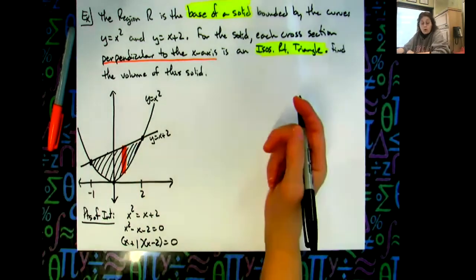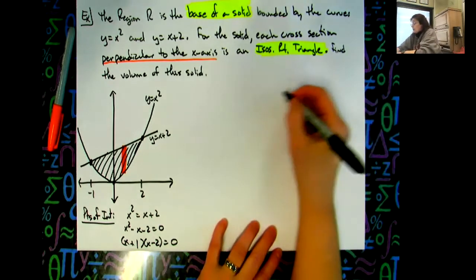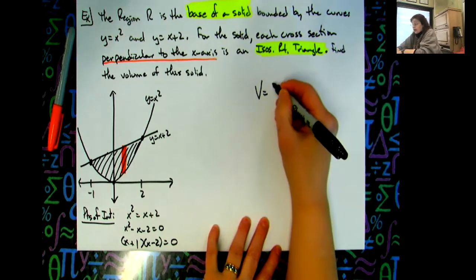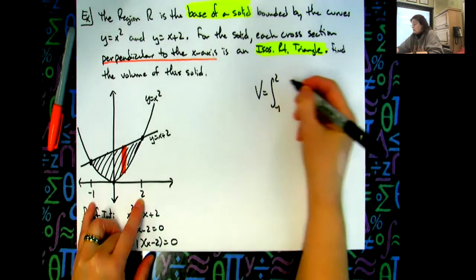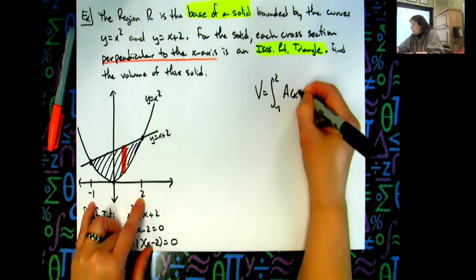So what am I going to do? I'm going to calculate the volume, and I'm going to come over here because I want a little more room in case I need to write something. I calculate the volume by running the integral over whatever interval I'm on, so from -1 to 2. Now I need to integrate the area of the cross section.